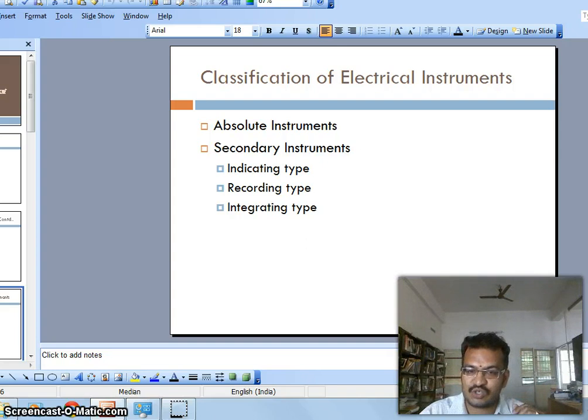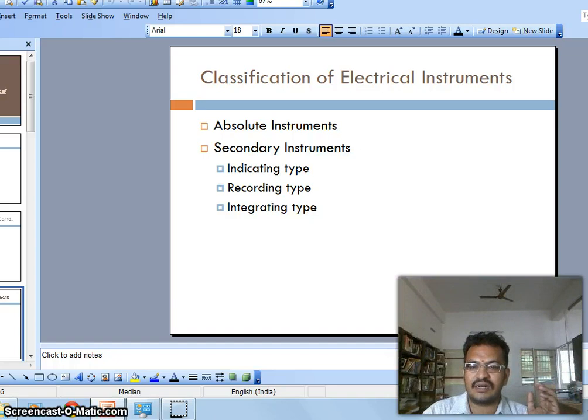The next one is secondary instruments. Secondary instruments are classified into three important categories: indicating type, recording type and integrating type. Indicating type means it gives the instantaneous value of the electrical quantity to be measured by the pointer on a calibrated scale. Examples of indicating type are the ammeter, voltmeter and wattmeter.